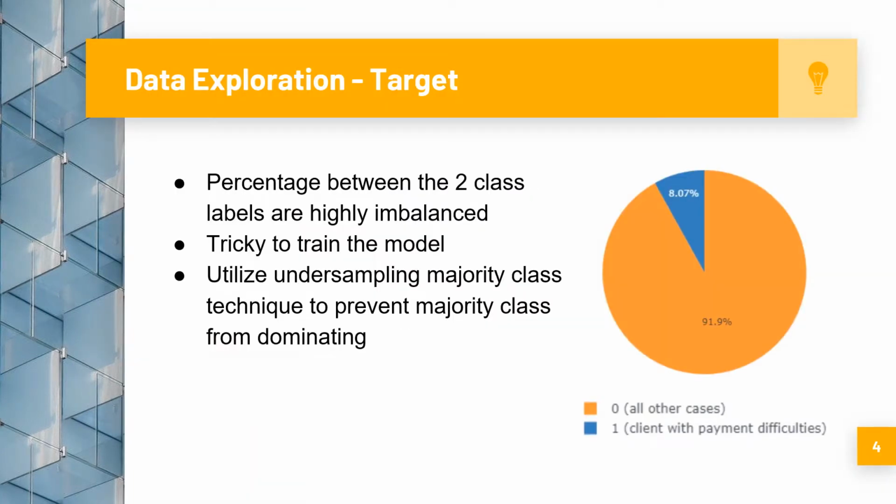Now I'm going to talk about some of the data exploration we have done on our dataset. From the right-hand side, you can see a pie chart that shows the distribution of the target label, where 1 means the client has had payment difficulties at least once before, and 0 means the loan was repaid on time. In this case, the percentages of the two class labels are highly imbalanced, meaning that standard accuracy can no longer measure the model performance accurately. Also, model training will be much trickier. So in order to deal with this issue, we've decided to utilize the downsample majority class technique to prevent the majority class from dominating during model training. More details of the technique will be discussed in a later section.